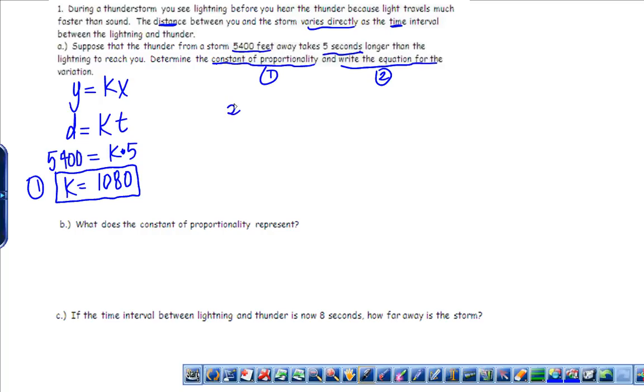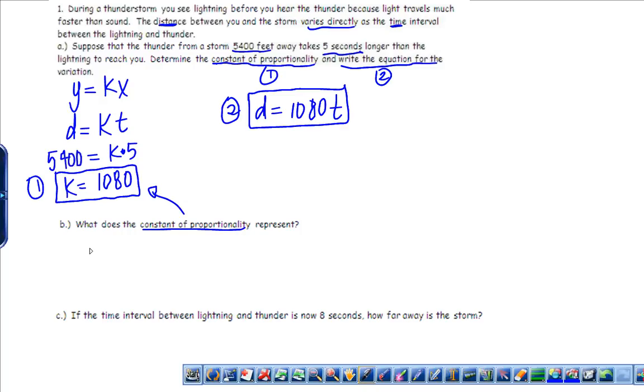For part 2, it says write an equation. I'm going to bring my d equals kt, and all I need to do is plug in my k. And that is your part 2. On part B, it says, what does the constant of proportionality represent? Remember, this is asking what this represents right here. When I was looking at this, d equals rt came to mind. If I solved for k, that would be d over t, which represents a rate, right? Or a speed.